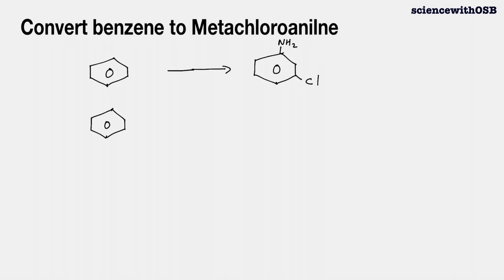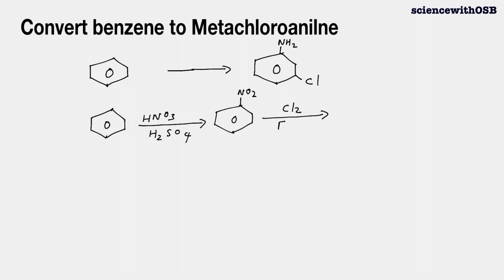So we start from benzene. First you have to nitrate it, with HNO3 and H2SO4. We got nitrobenzene, right? Now nitrobenzene is a meta directing group. Just chlorinate it. What you have to do? You can add Cl2 and FeCl3, correct? On adding, you will be getting chlorine at the meta position.